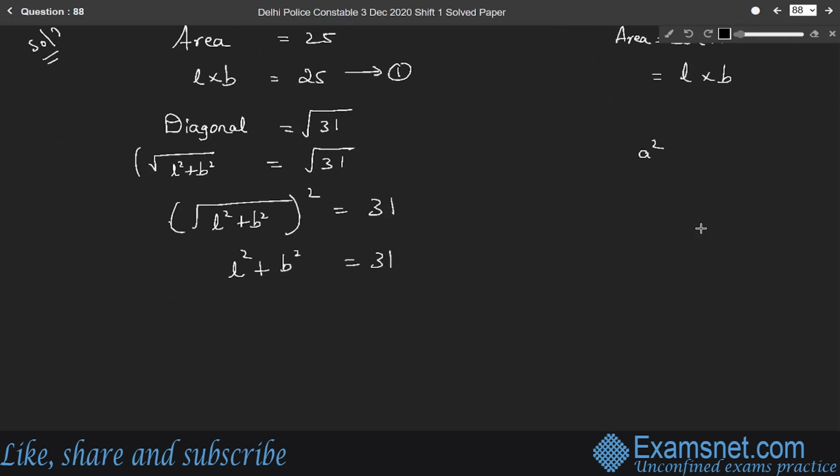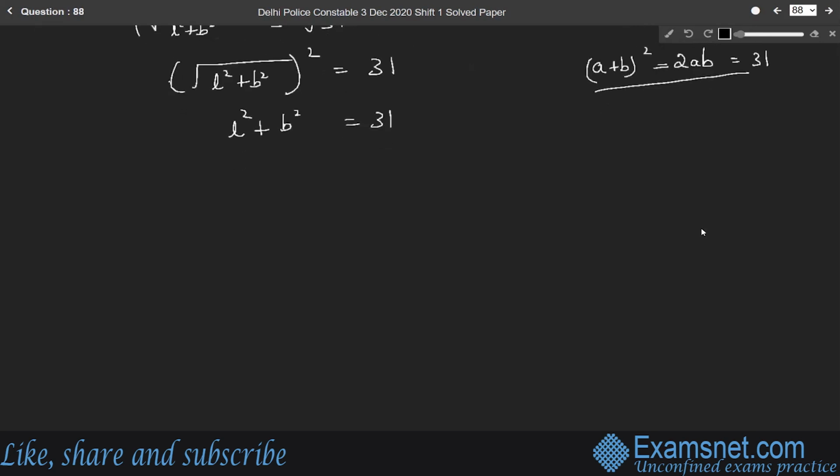So if A square plus B square is equal to some value, let it be 31, then A plus B whole square minus 2AB becomes 31, right? A plus B whole square is A square plus B square plus 2AB, minus 2AB, so there will not be any change in the value. So here L square plus B square becomes L plus B whole square minus 2LB is equal to 31.